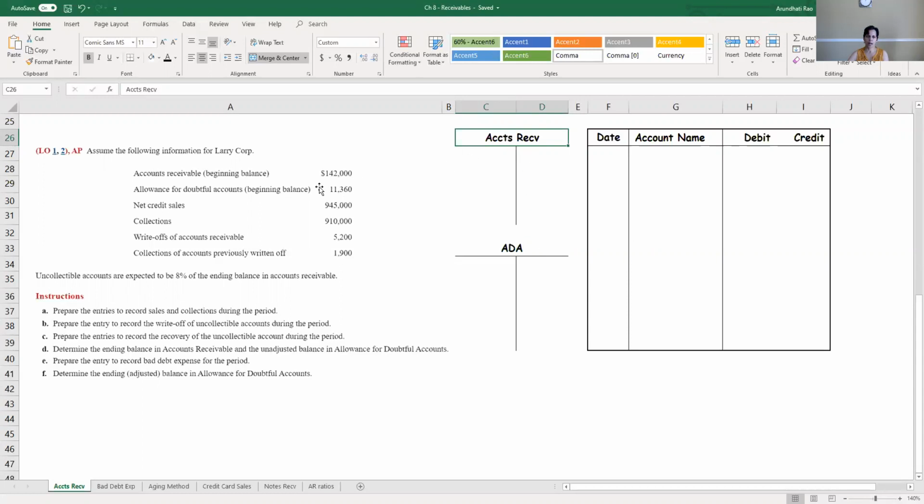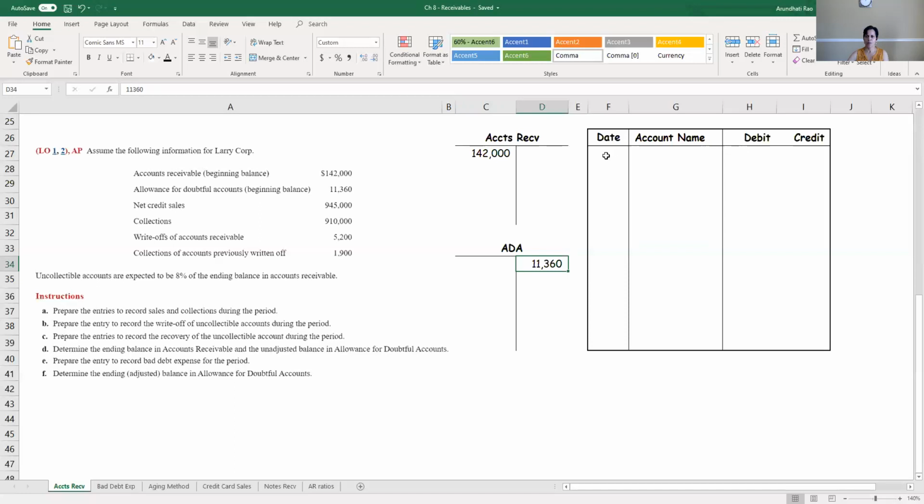So our starting balance for accounts receivable is $142,000. That's always a debit balance, it's an asset. Allowance for doubtful account normally is a credit balance. Unless mentioned otherwise, we assume it's a credit balance. It may have a debit balance. If it does, you will always be told that it's a debit balance. We have sales of $945,000 that have happened during the year.